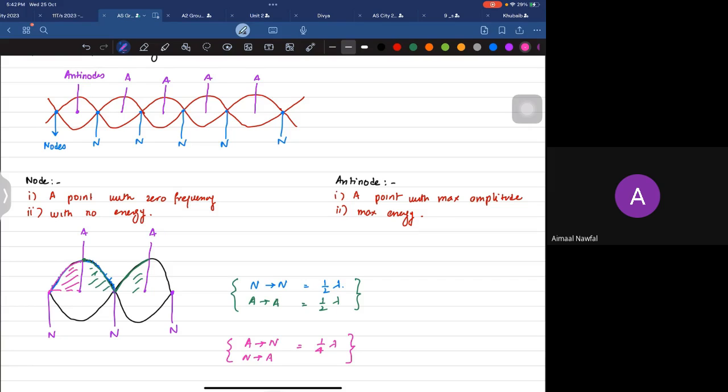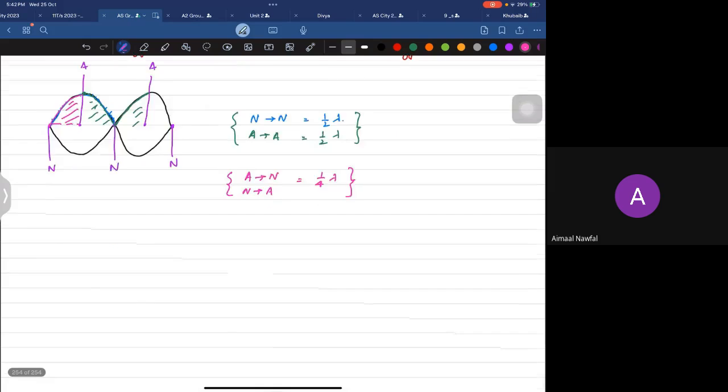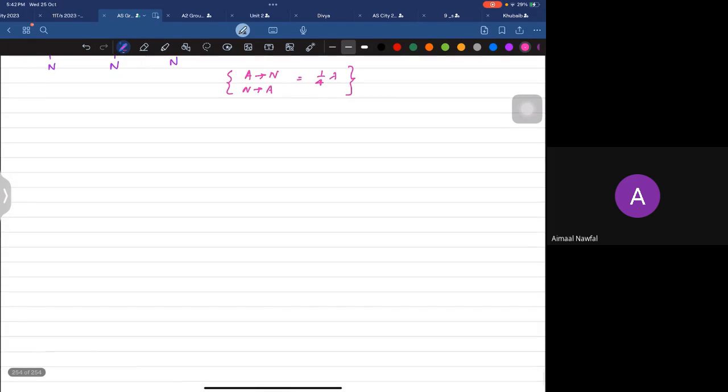Now let's do Physics. Okay, so now let's have a look at how these two waves differ. We've already done progressive waves, and we're now going to look at how progressive waves are different from stationary waves.